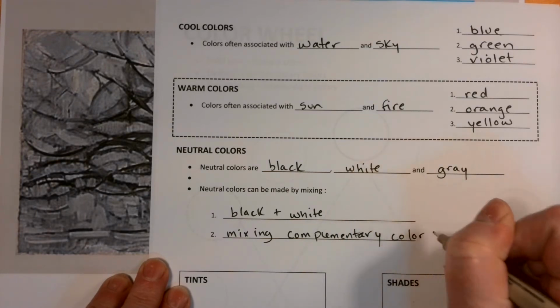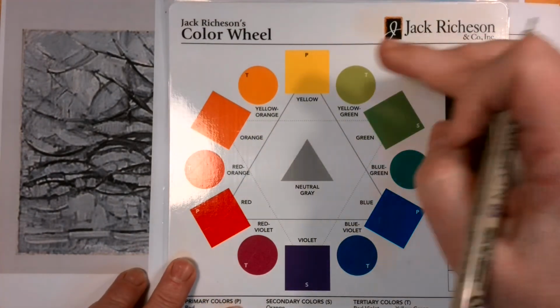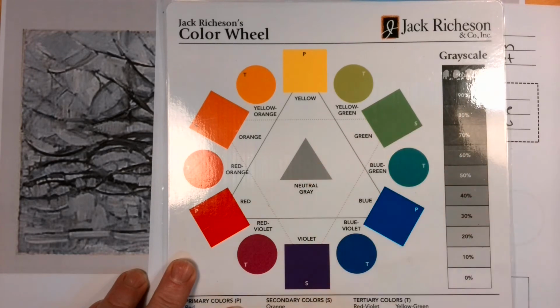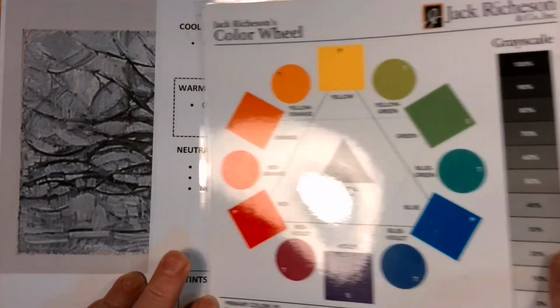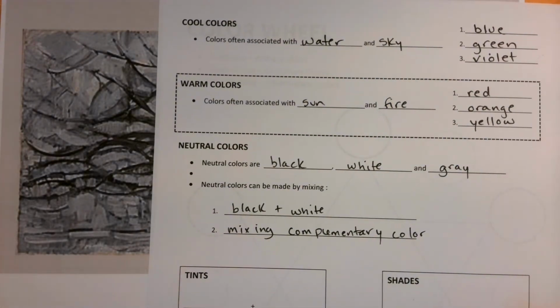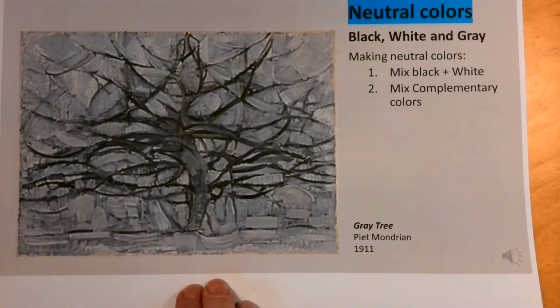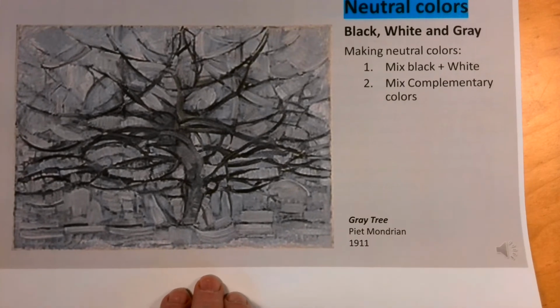Complementary colors are those ones across on the color wheel. So if we mix yellow and violet, we're going to get that neutral gray. Red and green, we're going to get that neutral gray. Blue and orange, we're going to get that neutral gray. So if we mix complementary colors, or simply by mixing black and white. And here we actually have a tree painted by Piet Mondrian, and it is black, white, and gray, and has been abstracted.